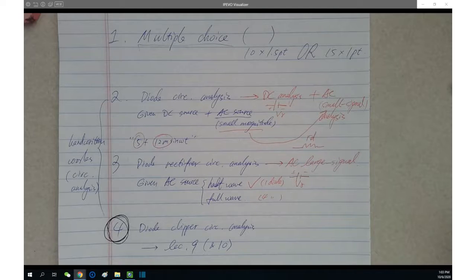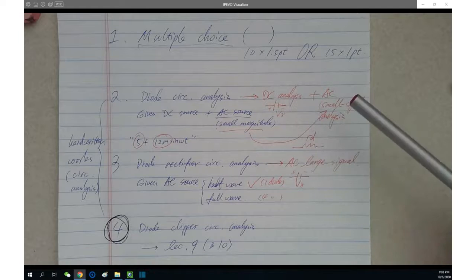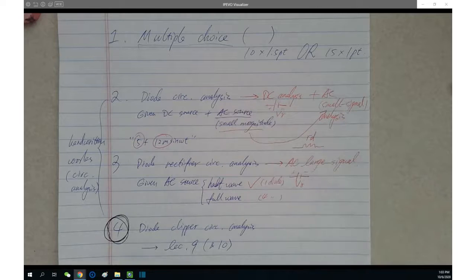Which one must go first? Anyone remember? DC, right? Why is that? Because you'll need the value of the current for the second part. Right, basically. So we need the I_D for the AC small signal model for the diode. So this is question 2.